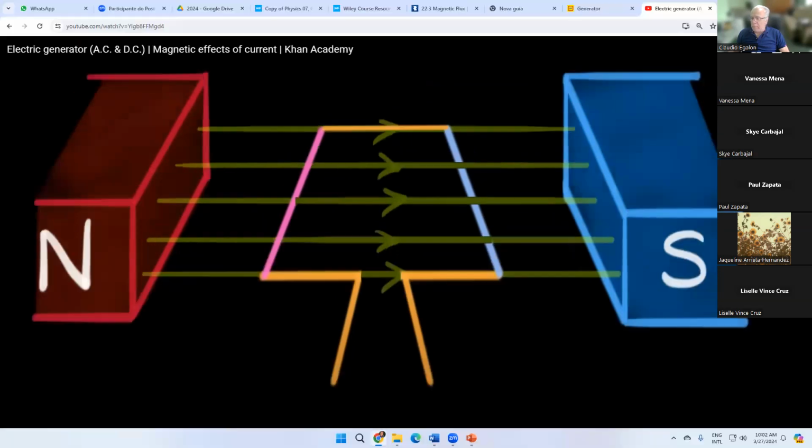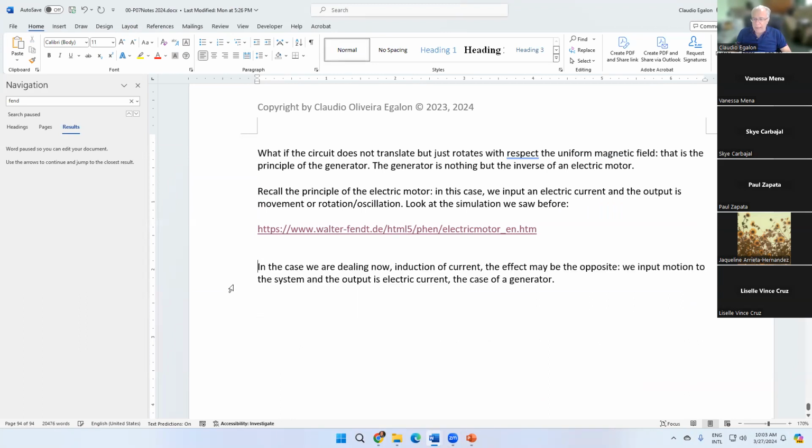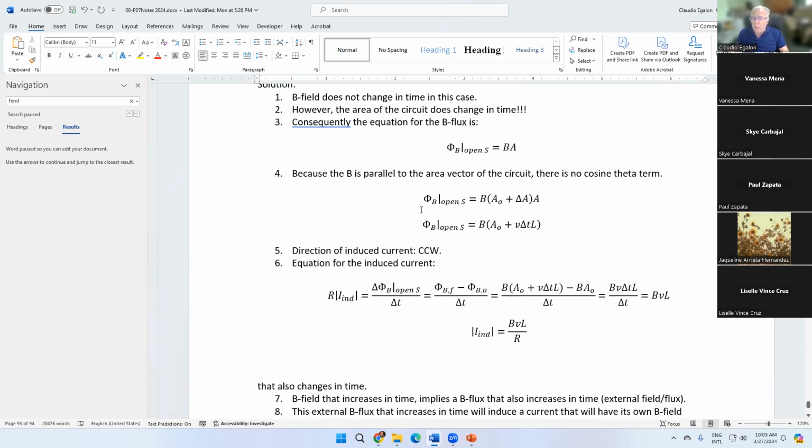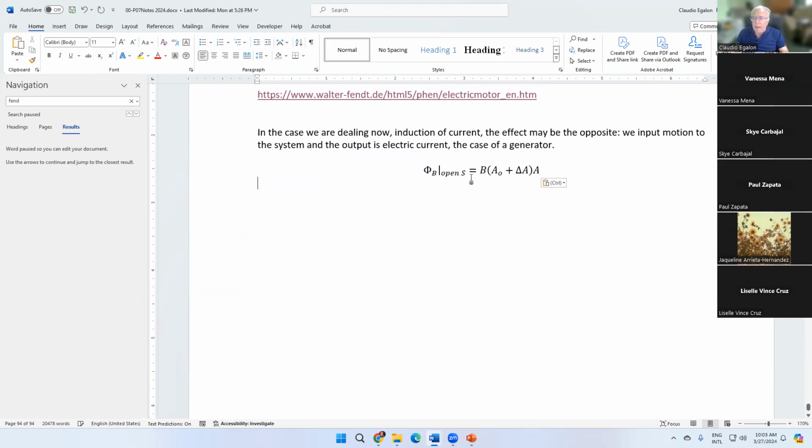Okay, and let me go to my, here you go. This one right in here. The induction current, the effect may be the opposite. We input motion to the system and the output is electric current. Going back to our magnetic flux, the equation is going to be slightly different. Let's not forget, it's going to be B times A times, not sine, it's cosine of theta. Cosine of theta. That's how it is, okay? BA cosine of theta.